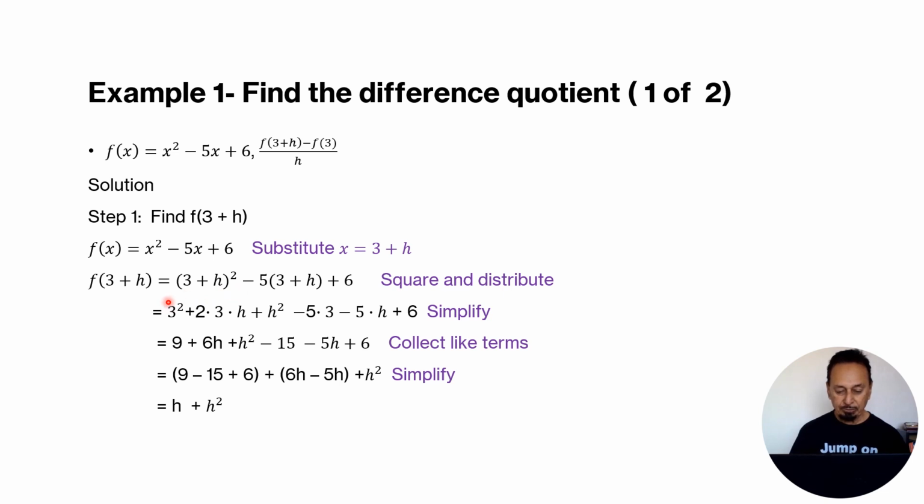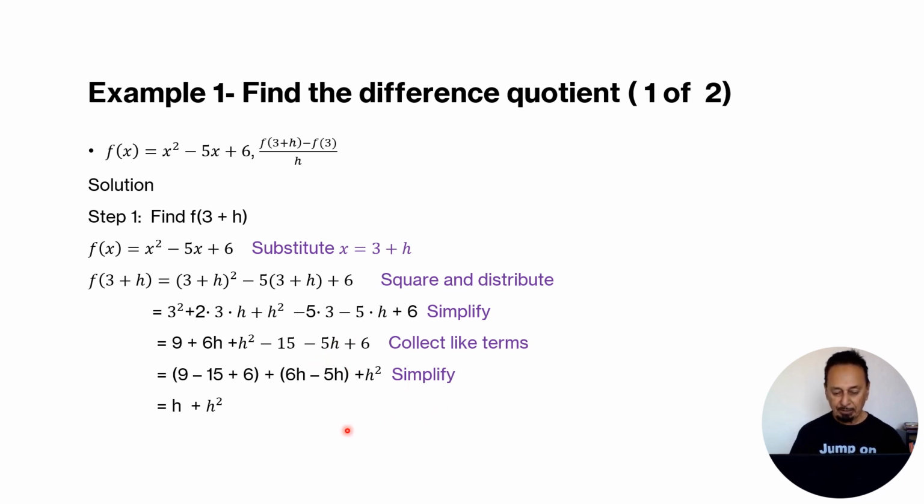So how do we square? Square the 3, it becomes 3 squared. Then square the h, and then multiply 2 with the 3 and then h. And here we distribute negative 5, this becomes negative 5 times 3. Minus plus makes a minus 5 times h plus 6. Now we simplify. 3 squared is 9 plus 2 times 3 times h will be 6h and plus h squared. Minus 5 times 3, 15 and minus 5h plus 6.